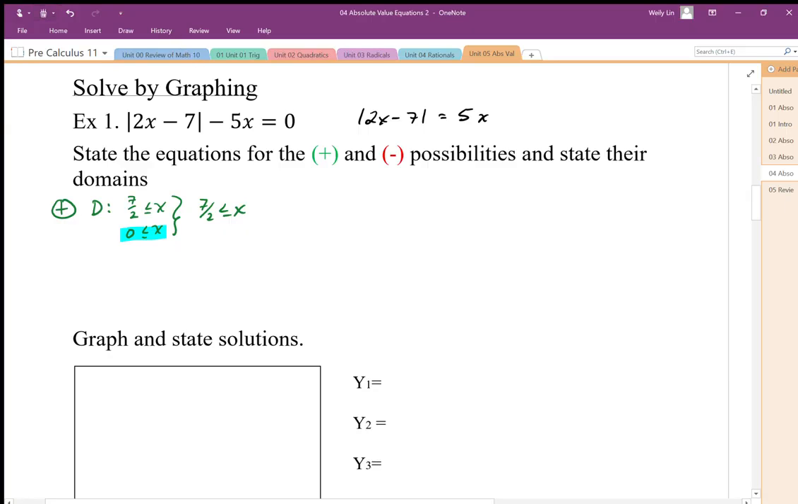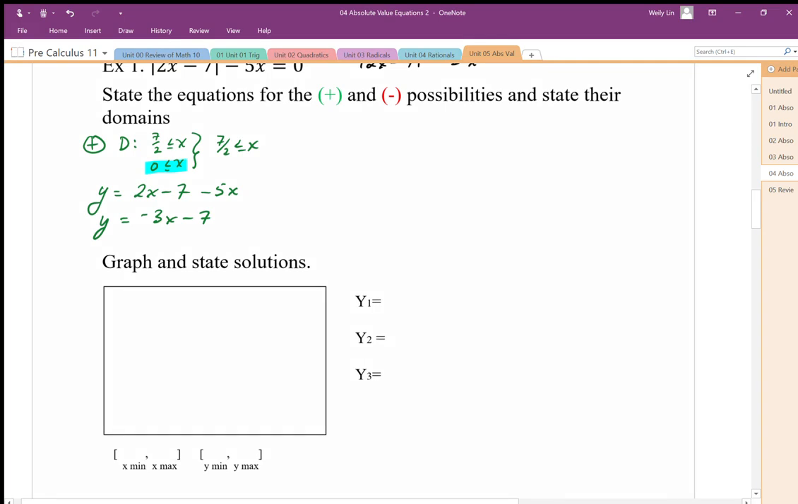Once I get the outside domain, I'm going to rewrite this as a function. If the inside is positive, the absolute value does nothing to it, and I end up with this equation, which I can simplify to negative 3x minus 7. So this is a linear function.